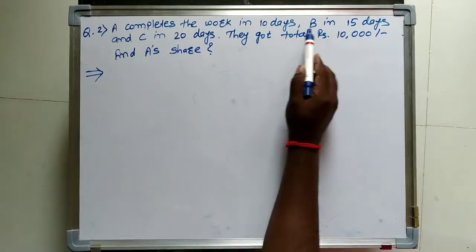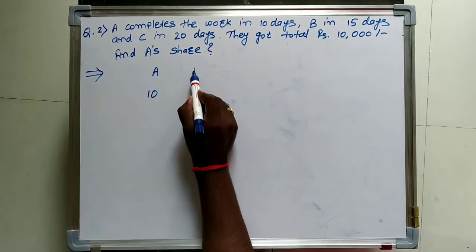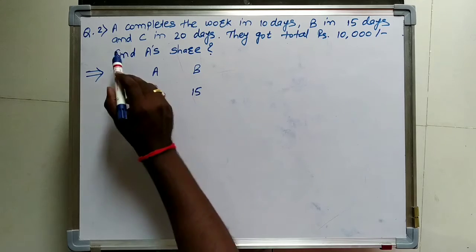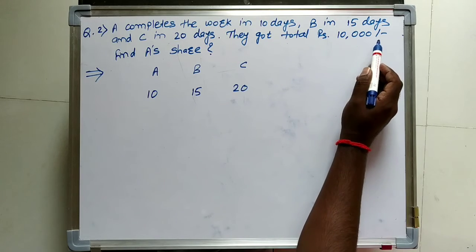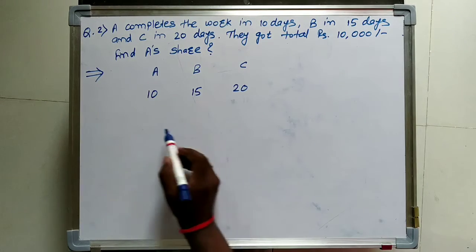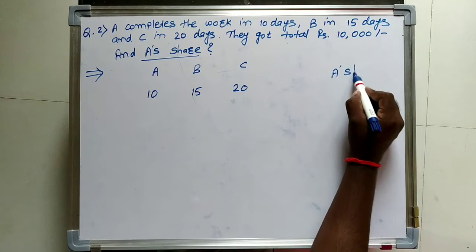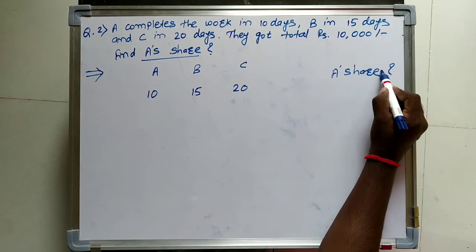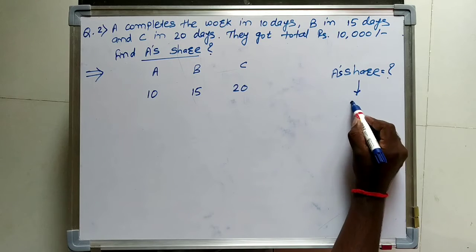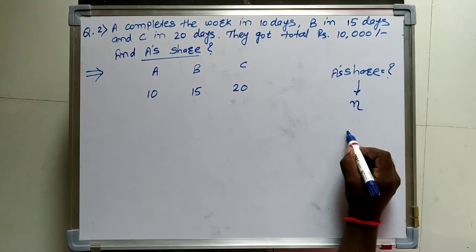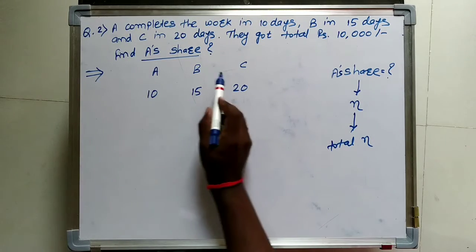Second question. A completes the work in 10 days, B in 15 days and C in 20 days. They got a total of 10,000 rupees as work wages. First of all, we want to calculate the share of A. For that we require A's efficiency, and after that the total efficiency for A, B and C.